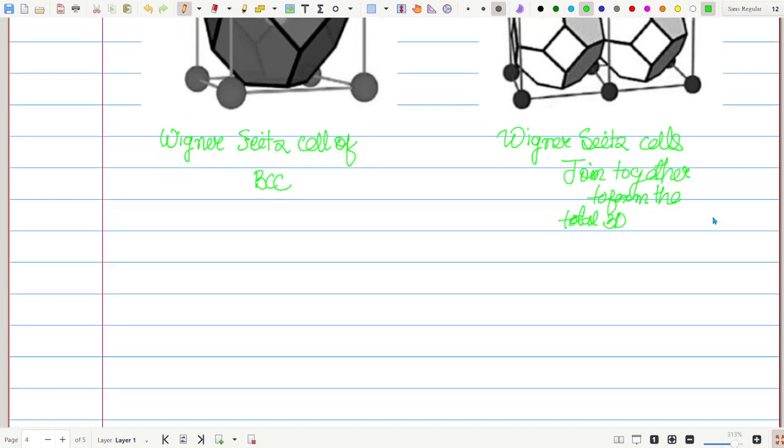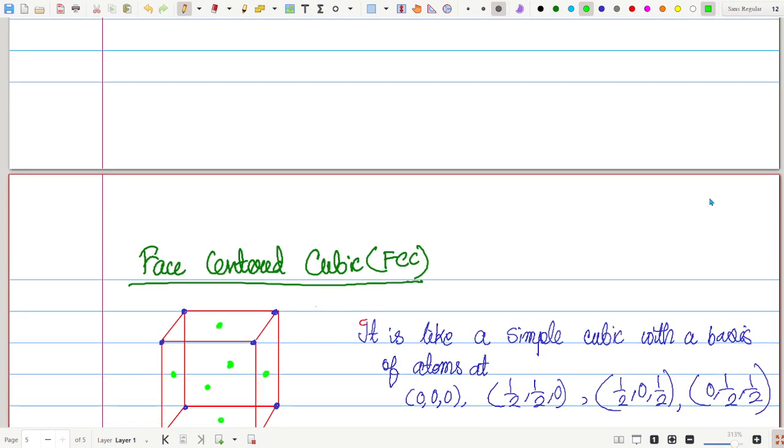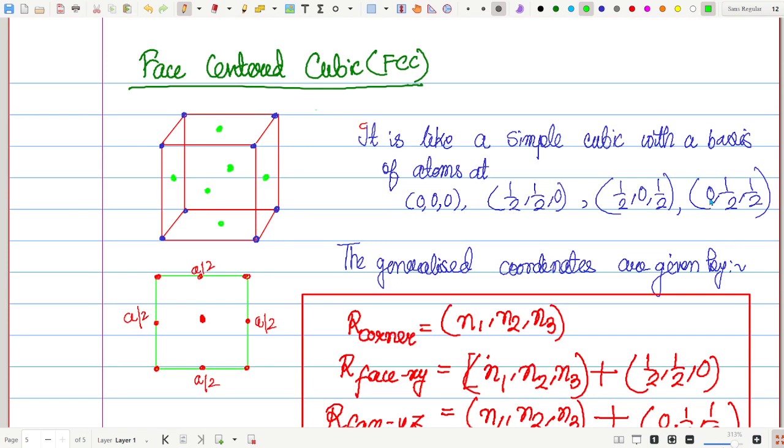Okay, so let us move into the next portion, that is the face centered cubic. And what is that? It is basically a simple cubic lattice structure with a lattice point, the blue points at the lattice points, and also it has green points which are at the center of the faces of the cube. So it is like a simple cubic with a basis of atoms at 0 0 0, half half 0, half 0 half, 0 half half. This is a part of the basis, this is a part of the basis, and this is a part of the basis. These four.